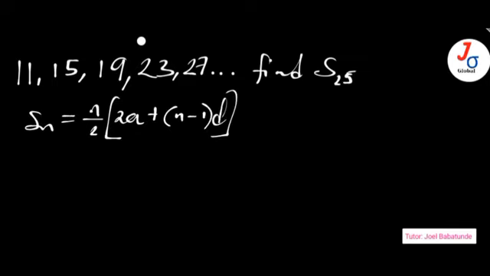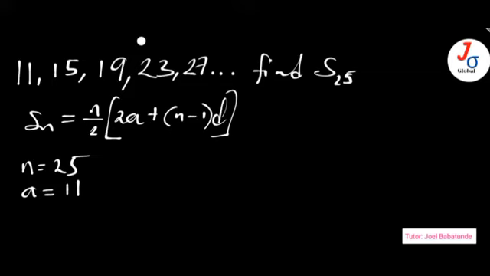So what do you need now? You need your n. What's your n? Your n is 25, the number of terms you're adding up to. Then what's your a, which is your first term? It is 11 in this case. So a equals 11.